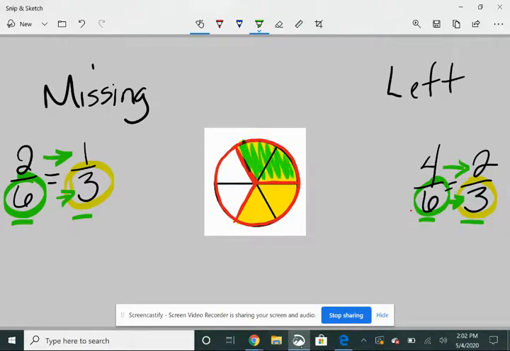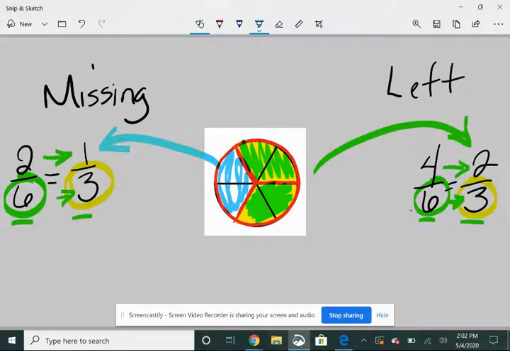we would have 2 parts left, and on the other side we would have 1 part missing. I hope that makes sense, guys.